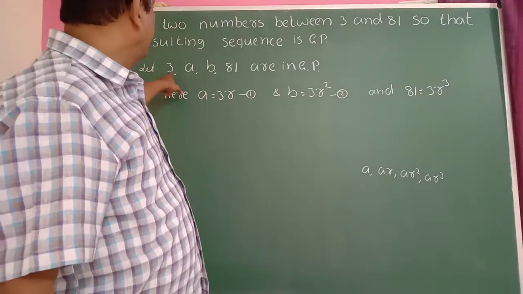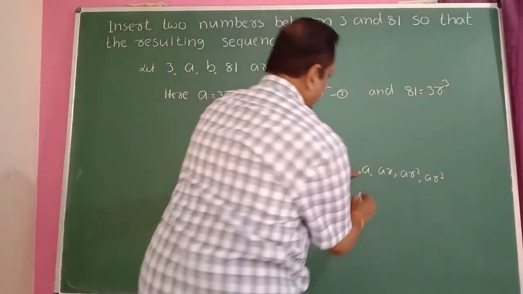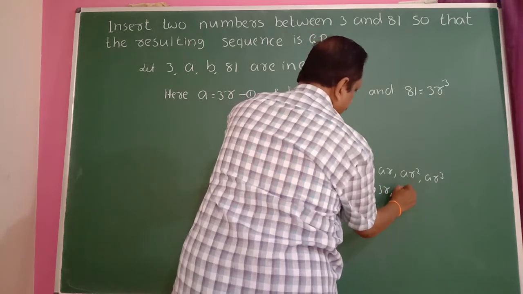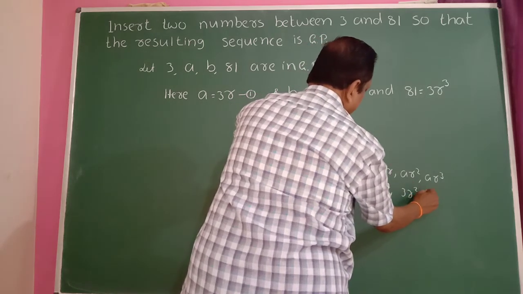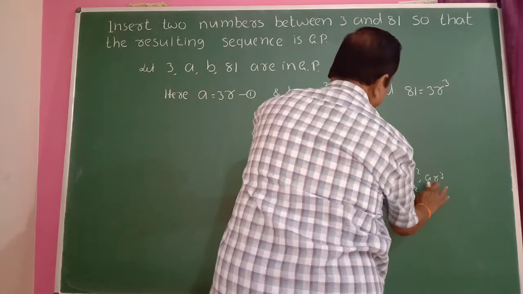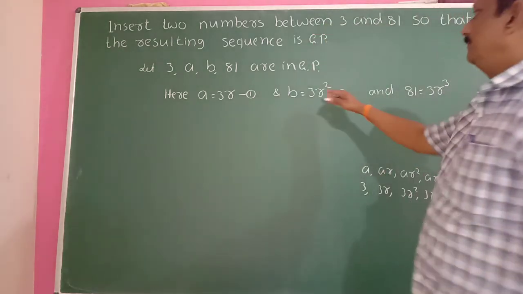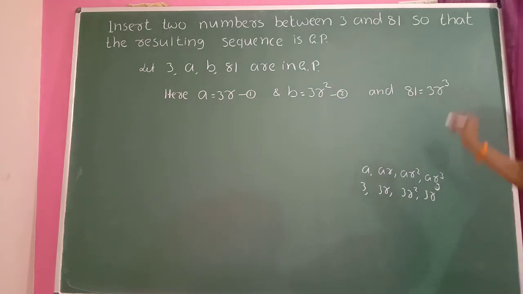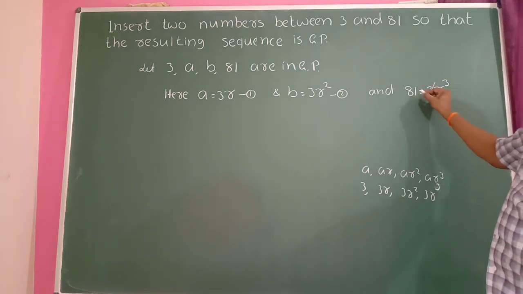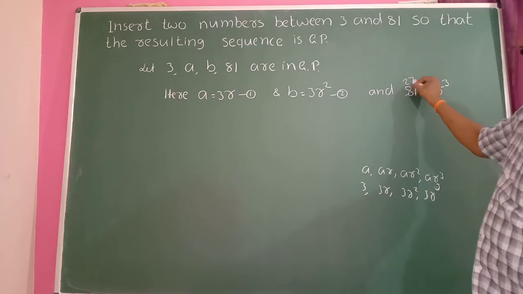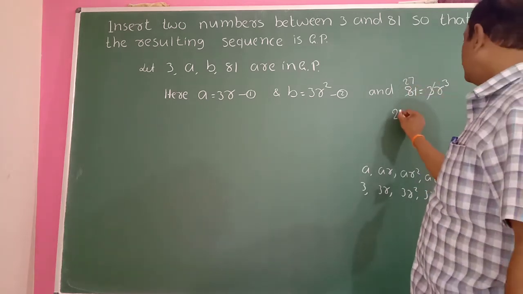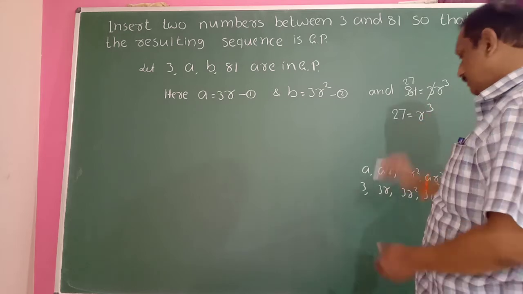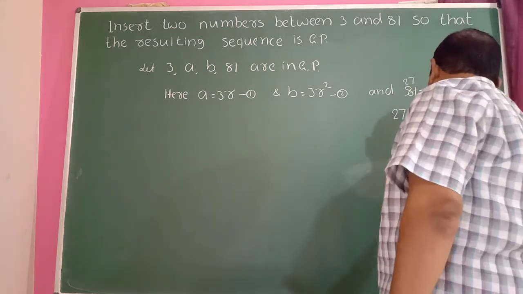Hence, this is the first term here. A value is 3. Then second number becomes 3r. Then third number becomes 3r square. Then fourth number becomes 3r cube here. Therefore, this is the fourth number here. So 81 is equal to 3r cube. We can cancel here 3 ones are 3, 27s are here. Therefore, 27 is equal to r cube here. 27 is equal to r cube.